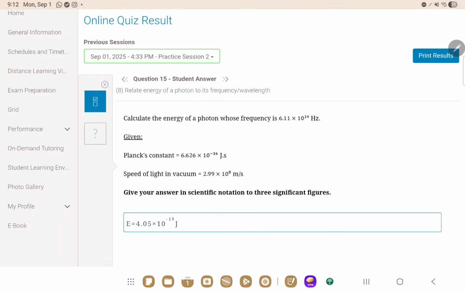Moving on. Now calculate the energy of a photon whose frequency is this. Now we know that here, what did they give us? They gave us frequency, Planck's constant, and speed of light. Now, if they give us information, it doesn't mean we need to use all of it. They said calculate the energy. So some people are gonna straight up go E equals h times the speed of light over this. Do you have the wavelength? We don't have the wavelength.